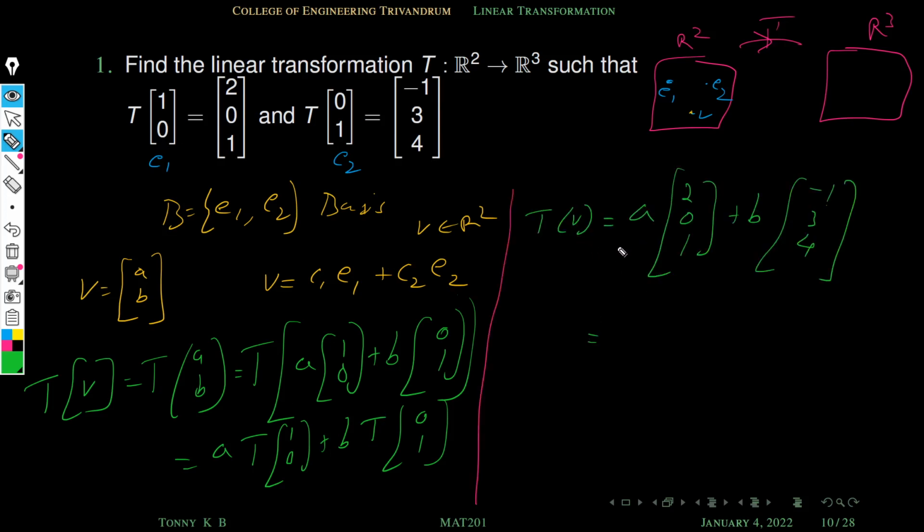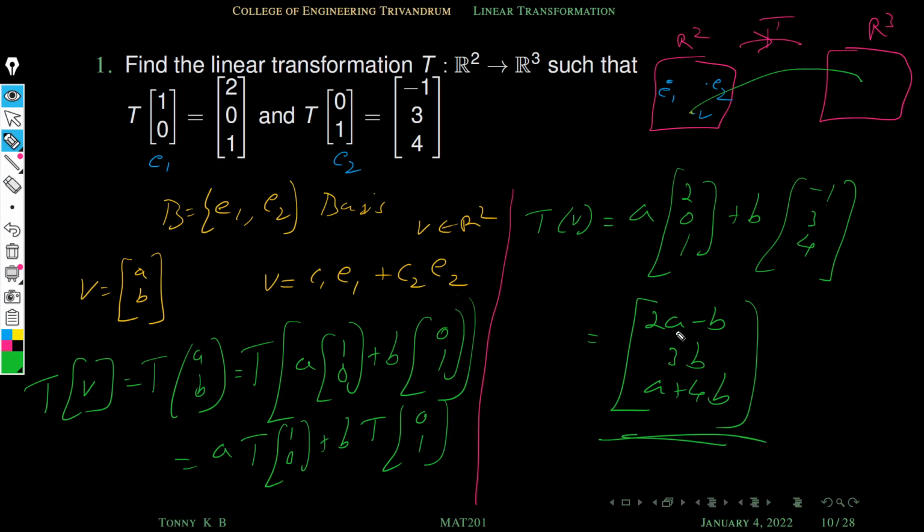So T of V is equal to a times T of (1, 0), which is (2, 0, 1), plus b times T of (0, 1), that is (-1, 3, 4). And you can simply add the corresponding terms. So what is T of V? That is 2a minus b, then 3b, and the last one a plus 4b. So this is the image of an arbitrary element. The image of V is (2a - b, 3b, a + 4b). That means T is completely determined, or completely described.